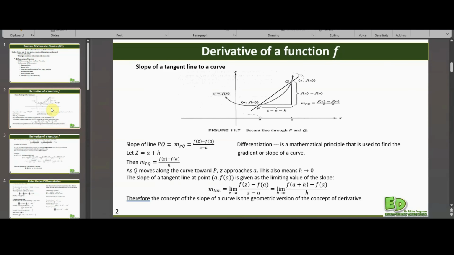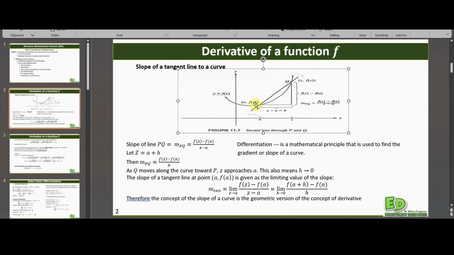Right. On our next slide, we have what is called the derivative of a function, or how to find the differential of a given function. This diagram illustrates how the first principle formula came about. So think about this.